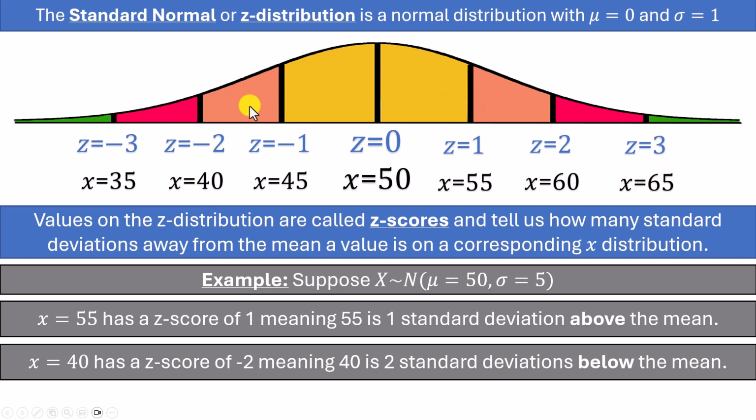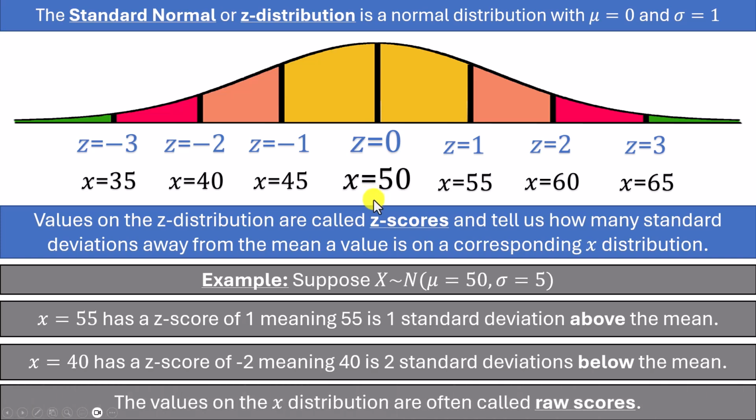And the Z-score really just tells you how far away that value is from the mean in terms of standard deviations. Now, to differentiate between Z-scores and X values, we have another term that we use specifically for the X values, and that's what we call a raw score. So whereas the Z-scores represent the number of standard deviations you are from the mean, the raw score is really just related to your variable, whether it be height or weight or whatever variable you are dealing with.